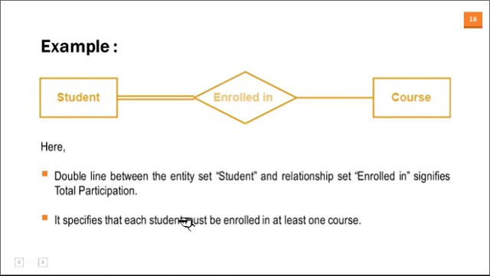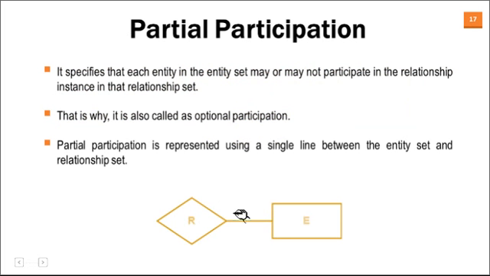If it specifies that each student must be enrolled in one course, then the person can be a student, and it is represented by a double line. Here, partial participation specifies that each entity in the entity set may or may not be participating in the relationship instance in that relationship set.